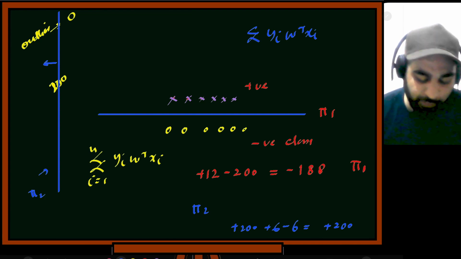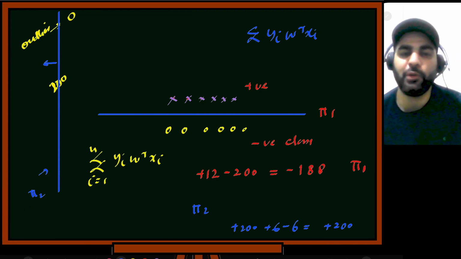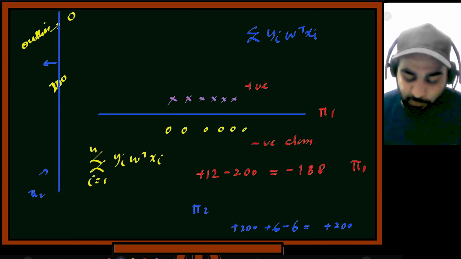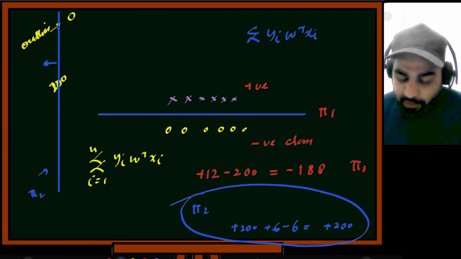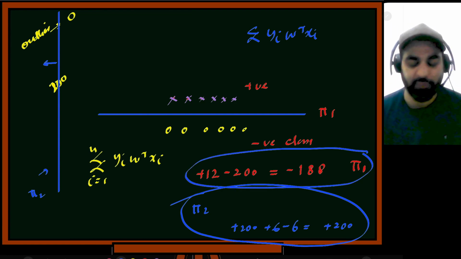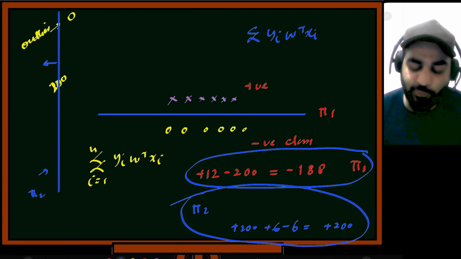It seems that pi 2 is better. How many of you see that? From the equation it looks like pi 2 is better because we want to maximize this value. For pi 2 we got this 200, but for pi 1 we got minus 188. But if you see visually, something looks bad here. This pi 1 should not be there.